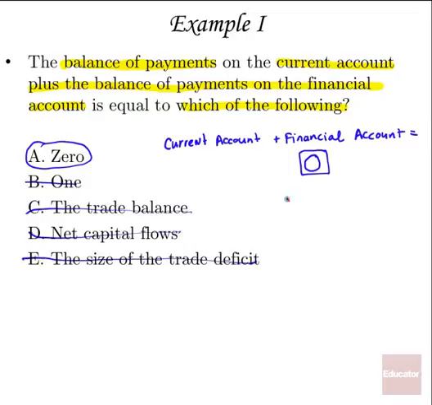Or again, the alternate way is the current account, or the CA, equals the financial account, or the negative financial account, or negative FA. So whichever way makes more sense to you, make sure you memorize it as such.